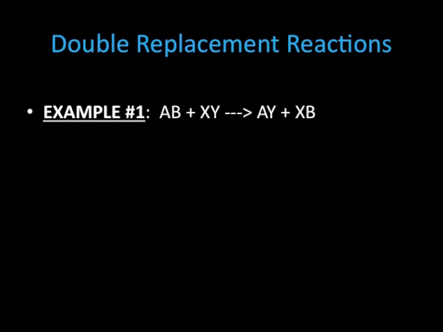All right, then we have double replacement reactions. In a double replacement reaction, parts of two compounds switch places to form two totally new different compounds. So using the generic formula like you see here, you have compound AB.